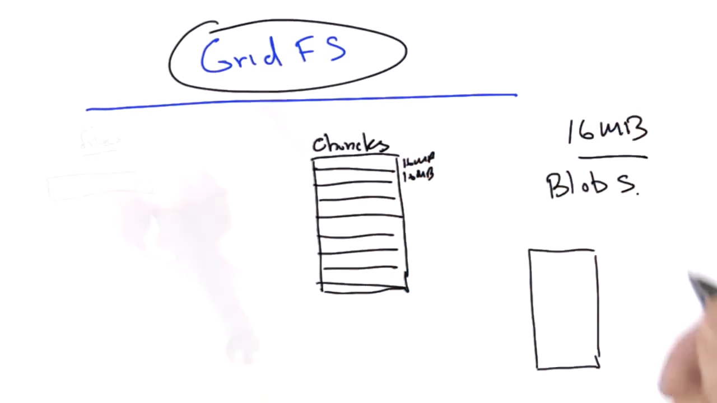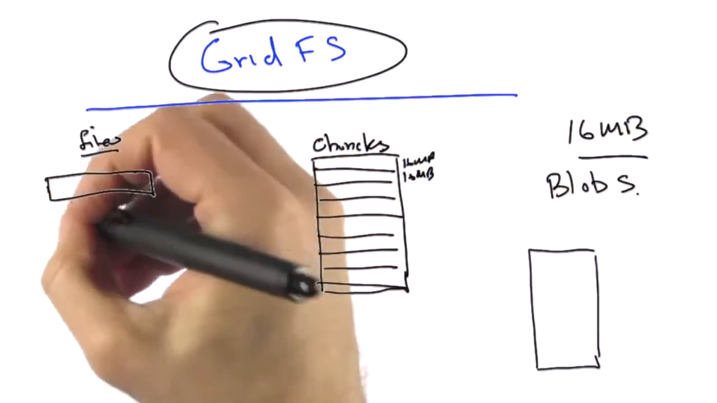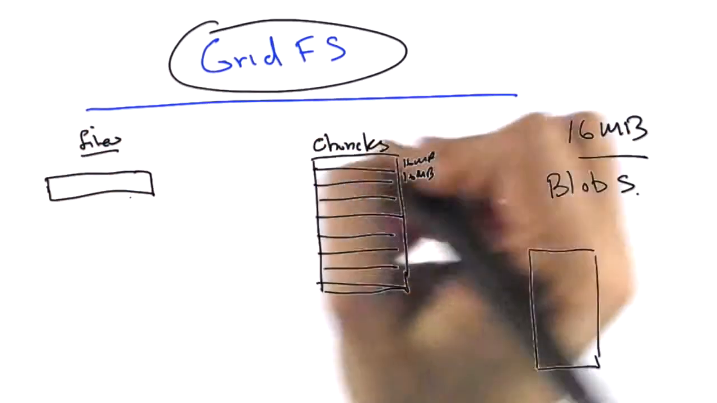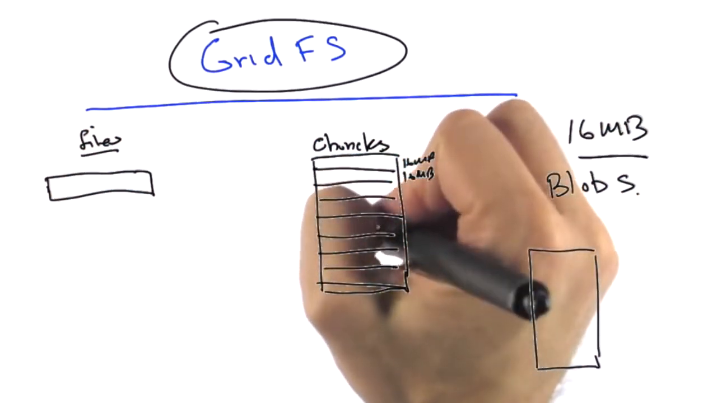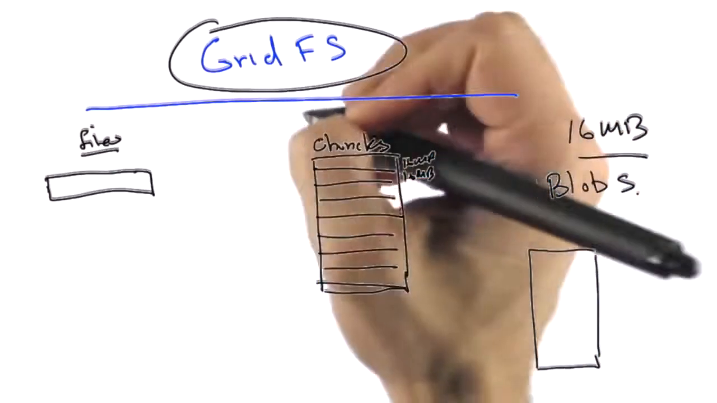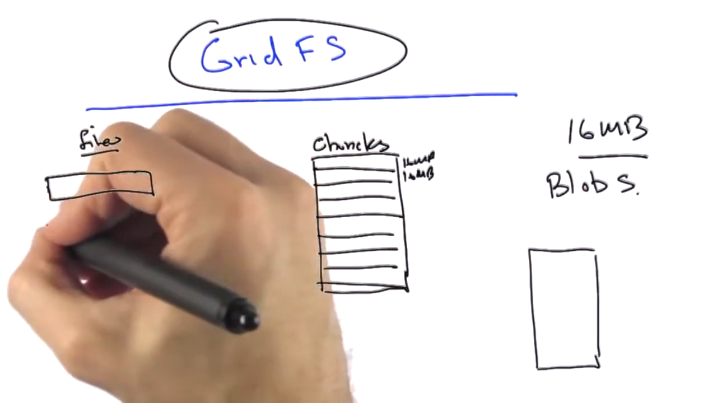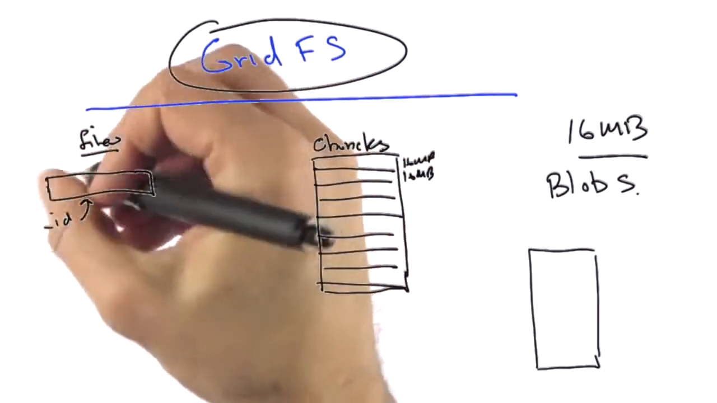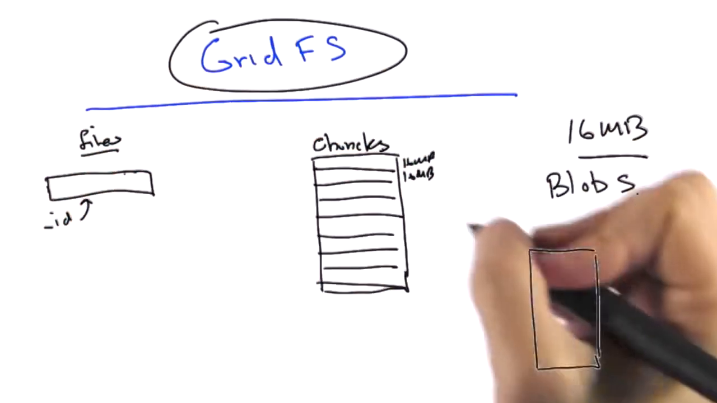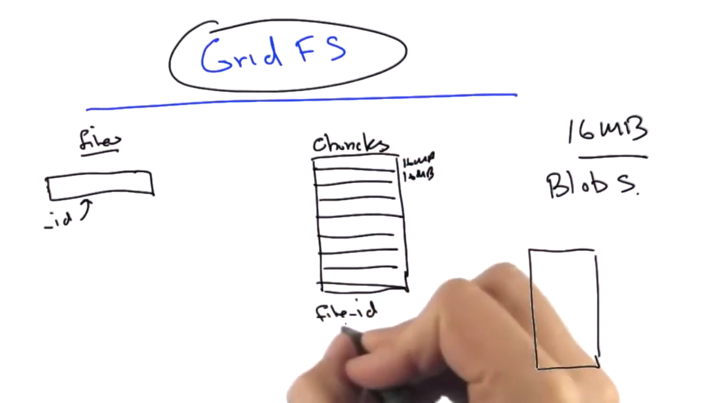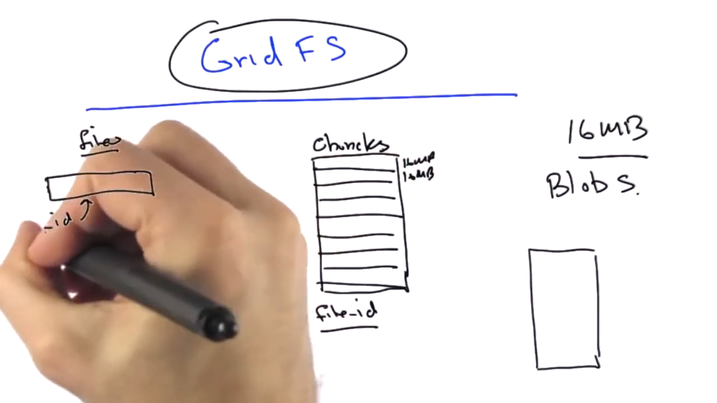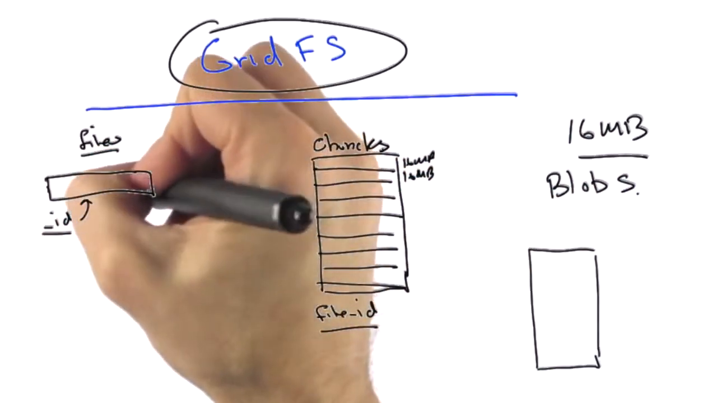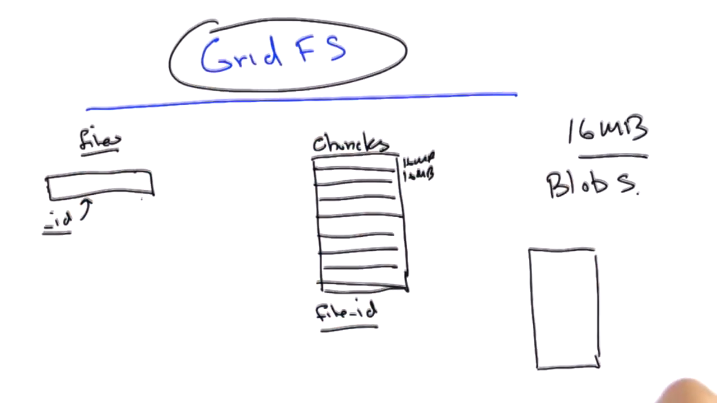And then there's a files collection, and it'll put a single small document that will describe the documents that it put into the chunks collection. Now the _id that is used in this files collection will be put into the chunks collection. Each of the chunks will have a file ID that corresponds to the _id for the meta document in the files collection. Now let's look at an example.